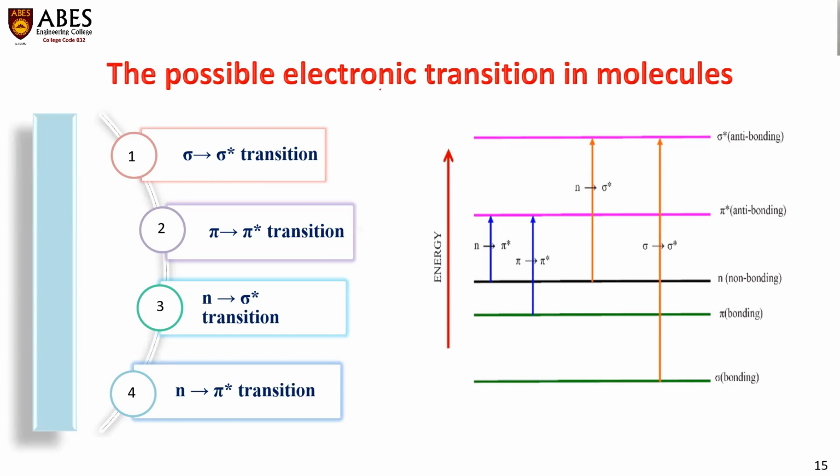Now we will discuss the possible electronic transitions in molecules. We know that according to the molecular orbital diagram, molecules have bonding, non-bonding, and anti-bonding states. On the basis of the nature of the electrons present in a molecule, the transitions are of 4 types: sigma to sigma star transition, pi to pi star transition, non-bonding to sigma star transition, and non-bonding to pi star transition.